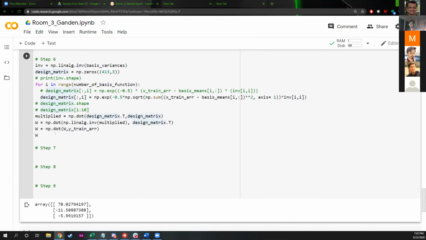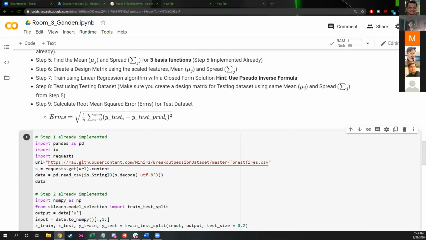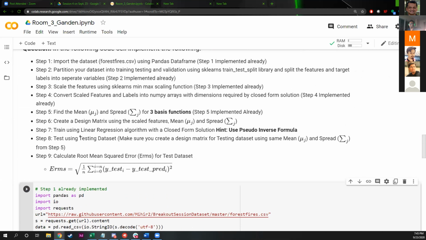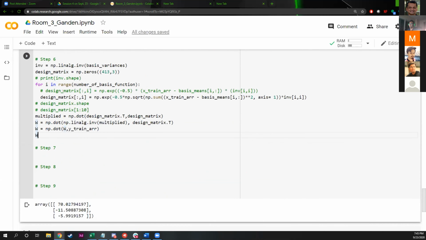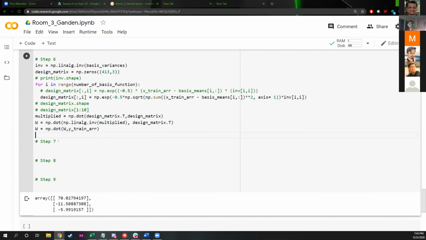Okay, there we go. So we got w. Test using the testing data set, and make sure you create a design matrix for testing data using the same. So same thing. Just copy paste that code. Create a design matrix underscore test. Do you want to go ahead? Sorry, I'm bugging you. I'm just going to work on something. You have remote control. Everyone has remote control.